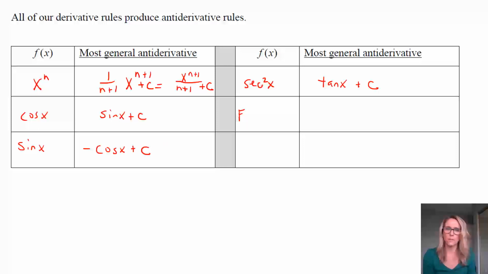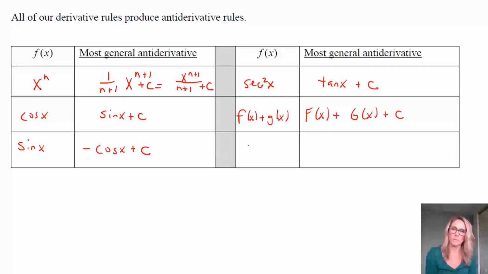Also think about if you have two functions added together. I'll use slightly different notation here. Say you have two functions added together, then you can just take the antiderivative of each piece. So you're going to have F of x plus G of x and then plus c. Very common, right? It's the same with derivatives as well, that you can take the derivative of each piece, and you can take the antiderivative of each piece.